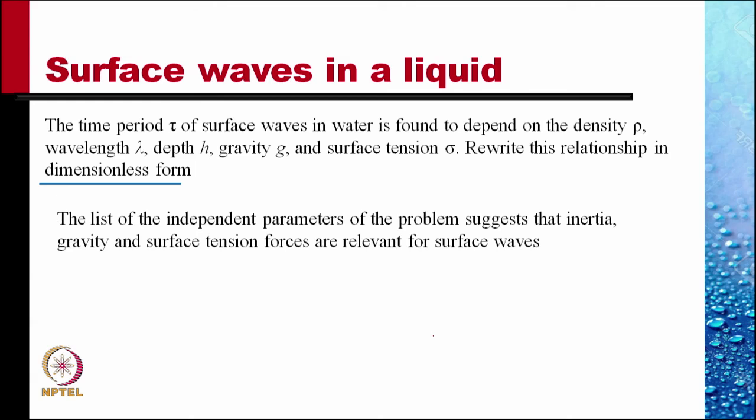The list of independent parameters of the problem suggests that inertia, gravity, and surface tension forces are relevant for surface waves. Inertia must be there because density is important, gravity because g is important, surface tension because sigma is relevant.